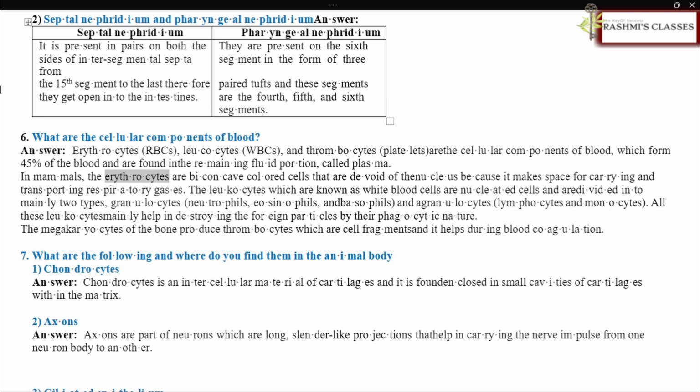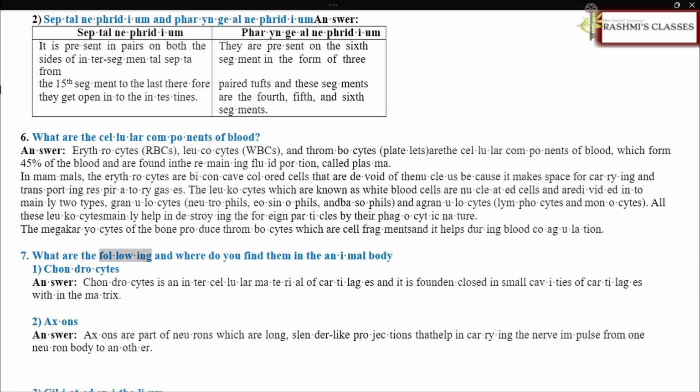In mammals, the erythrocytes are biconcave colored cells that are devoid of the nucleus, because it makes space for carrying and transporting respiratory gases. The leukocytes, which are known as white blood cells, are nucleated cells and are divided into mainly 2 types: granulocytes, neutrophils, eosinophils, and basophils, and agranulocytes, lymphocytes and monocytes. All these leukocytes mainly help in destroying the foreign particles by their phagocytic nature. The megakaryocytes of the bone produce thrombocytes, which are cell fragments, and it helps during blood coagulation.